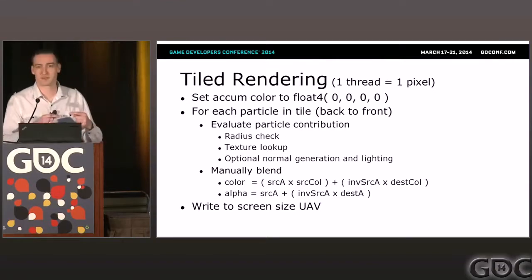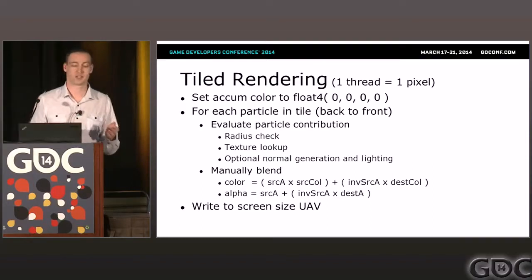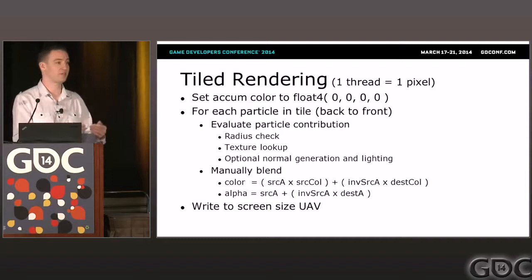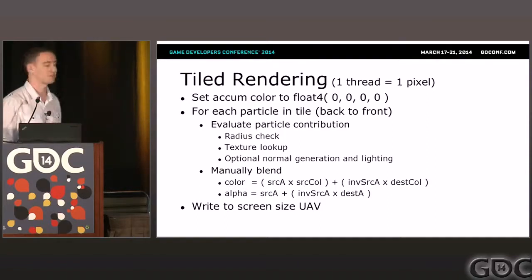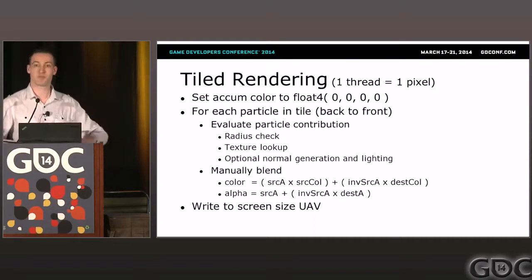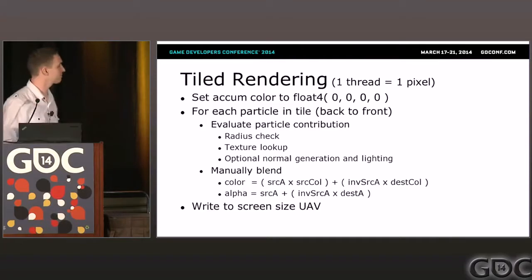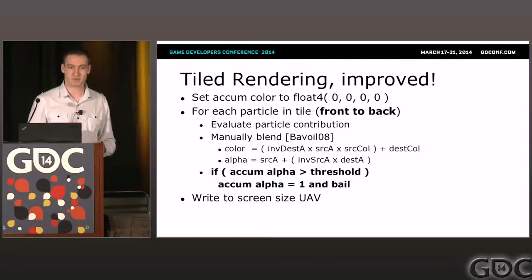Once we've gone through our entire list of particles in LDS, going back to front, we've essentially got our pixel's color and its opacity. So we write that out to a UAV, and that UAV maps to a texture in screen space. Then once all the tiles have done their shading, we composite that back onto the opaque scene. And that's in principle how the tiled rendering works. But we can improve on this.